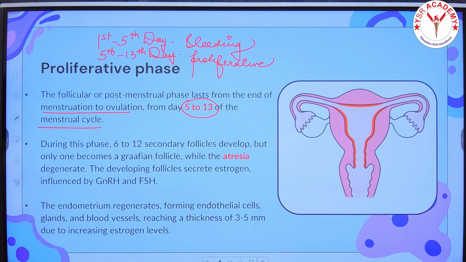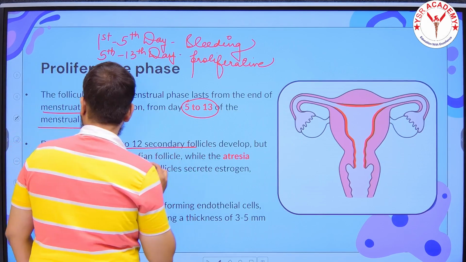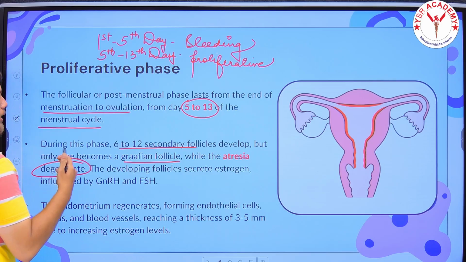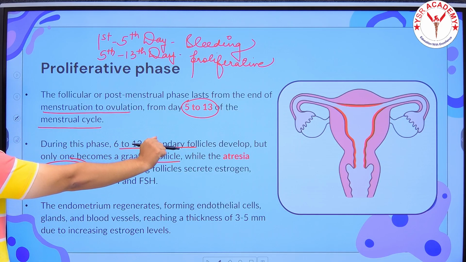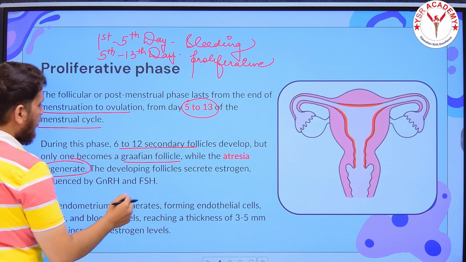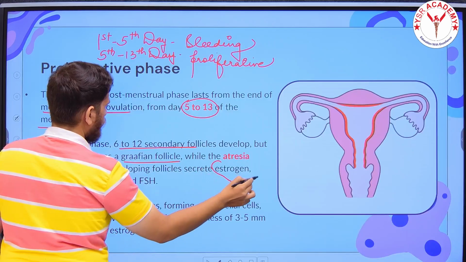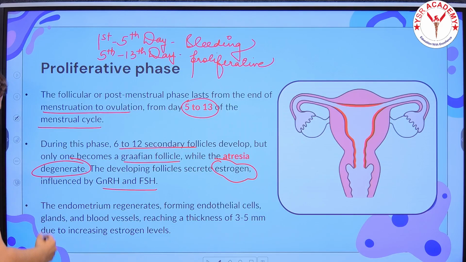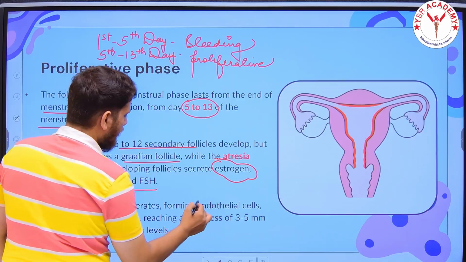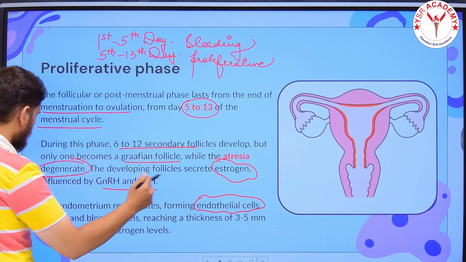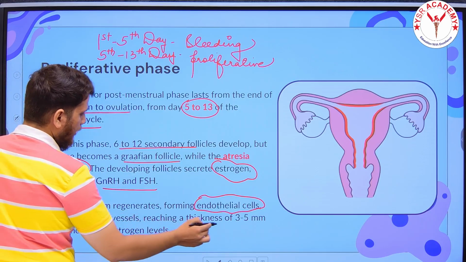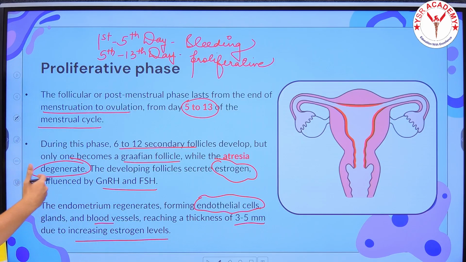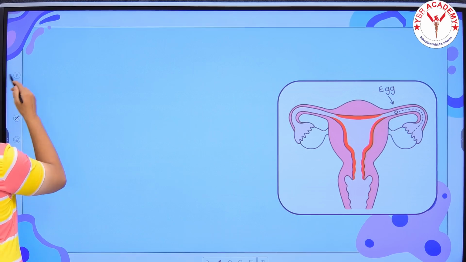During this phase, 6 to 12 secondary follicles develop, but only one becomes a Graafian follicle. The ones that do not develop undergo atresia. Developing follicles secrete hormones such as estrogen, influenced by gonadotropins, which are GnRH and FSH. The endometrium regenerates, forming endothelial cells, because you now have to maintain the thickness. Blood vessels form, reaching a thickness of 3 to 5 mm due to increased estrogen levels. So estrogen peaks and maintains or increases the thickness.